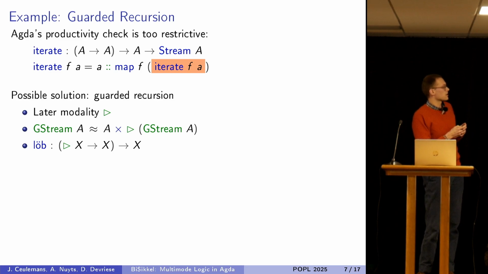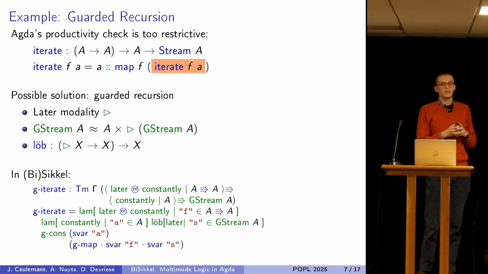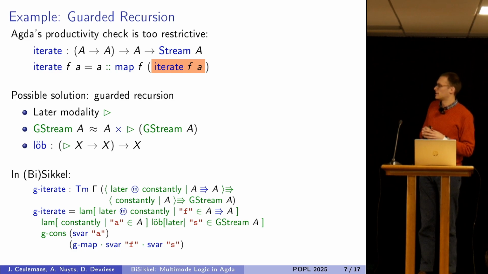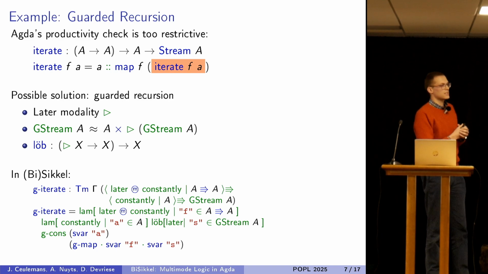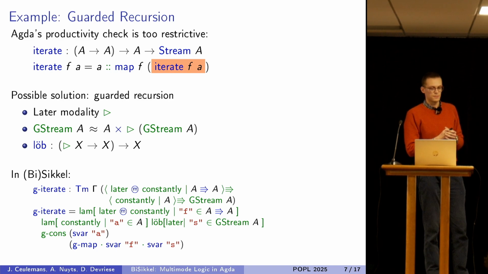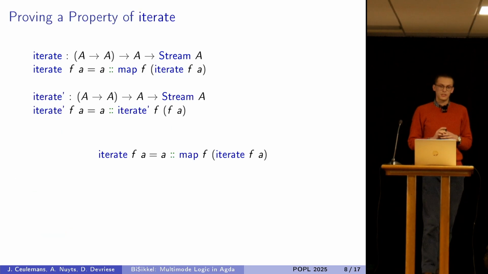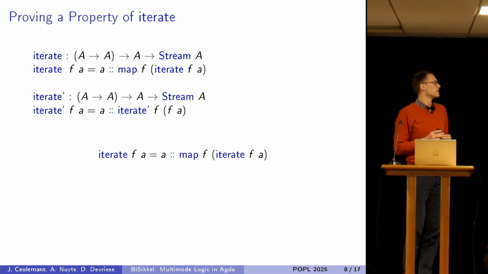we can then use our library to write this iterate program. So that's what it looks like in the syntactic layer of BiSikkel. I will not spell out the details, but you can see what it looks like in BiSikkel. Now, actually, we could also implement this iterate operation in a different way.